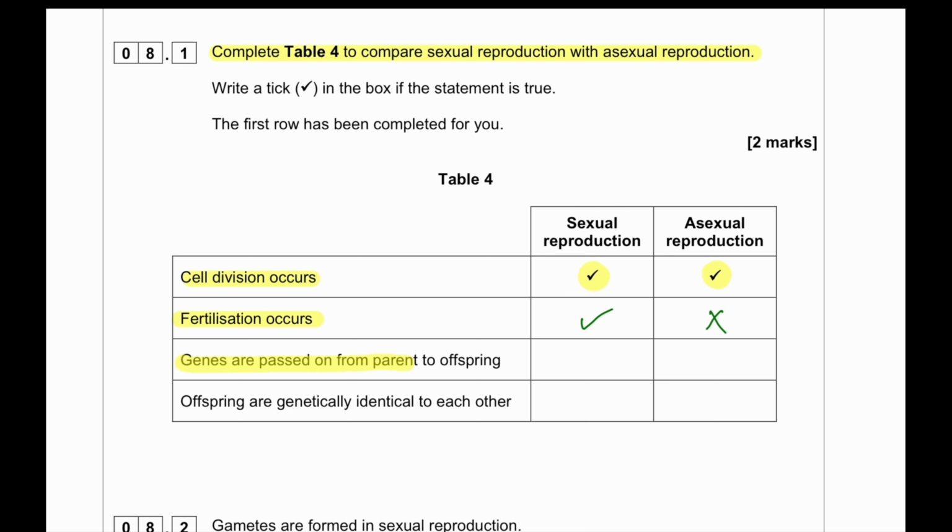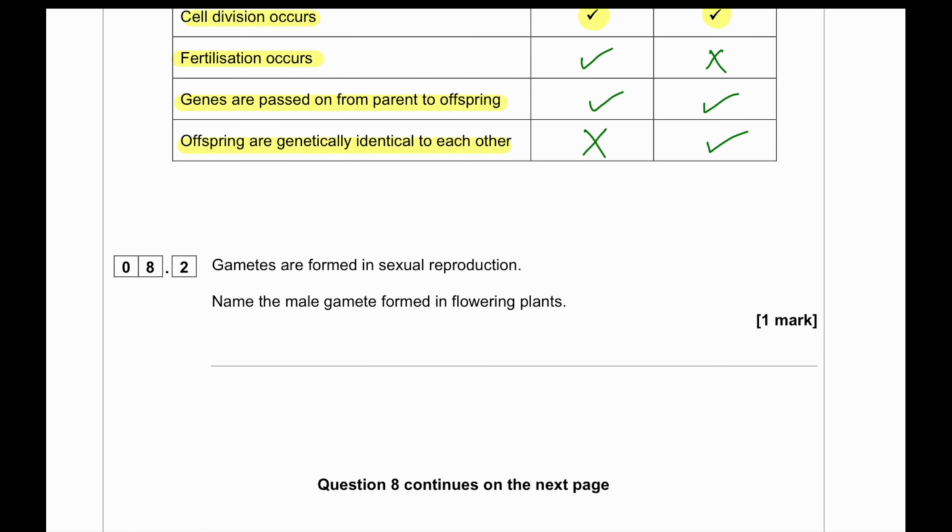Genes are passed on from parent to offspring. In both cases, genes are passed on from parent to offspring. Offspring are genetically identical to each other. Only in asexual reproduction will they be identical. Sexual reproduction will not produce genetically identical offspring. Gametes are formed in sexual reproduction. Name the male gamete formed in flowering plant. The male gamete formed in flowering plant would be pollen.